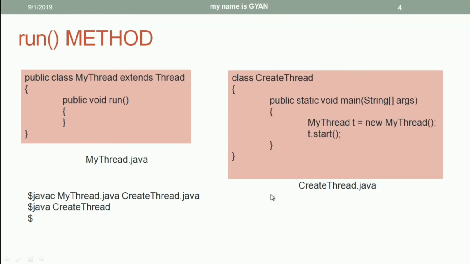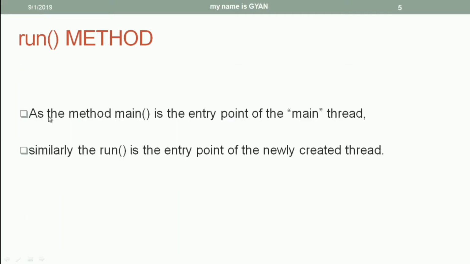This is similar code to what we have seen in the previous videos of this session. Here we are overriding the run method in the class MyThread, but in the body of the run method we have written nothing. That's how when we call t.start, it will start the new thread, it will execute the run method in the newly created thread, but at the same time, since there is nothing in the body of the run method, it will execute nothing. As the method main is the entry point of the main thread, similarly, the method run is the entry point of the newly created thread.